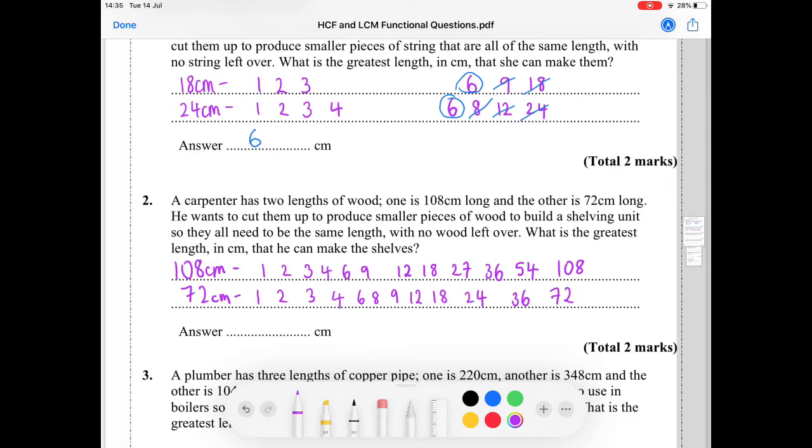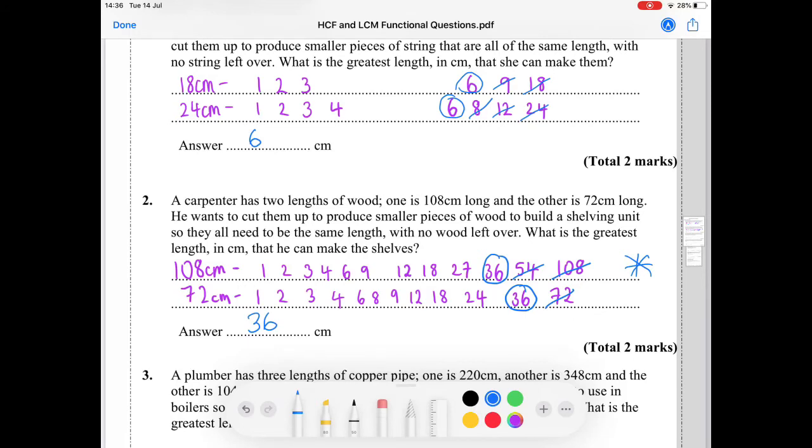Now we need to look for the highest common factor, so I'm going to start at this end of my list. Now 108, that's too big to be in the 72, so that's not going to work. And then we haven't got 72 in the 108. We haven't got 54 in the 72, but we have got 36 in both. Okay, so our answer is going to be 36 centimetres.